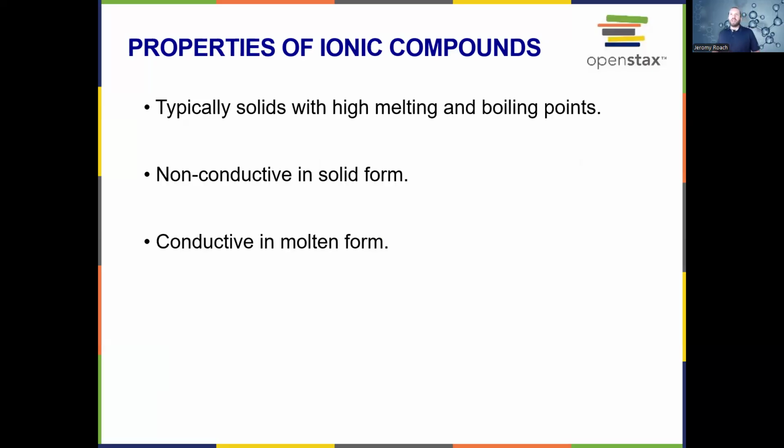Typical properties of ionic compounds include high melting and boiling points. They tend to be solid at room temperature. Ionic compounds don't tend to conduct electricity when they're solids. They do conduct electricity when they're molten or dissolved in water. These properties result from the strong attraction between oppositely charged ions.